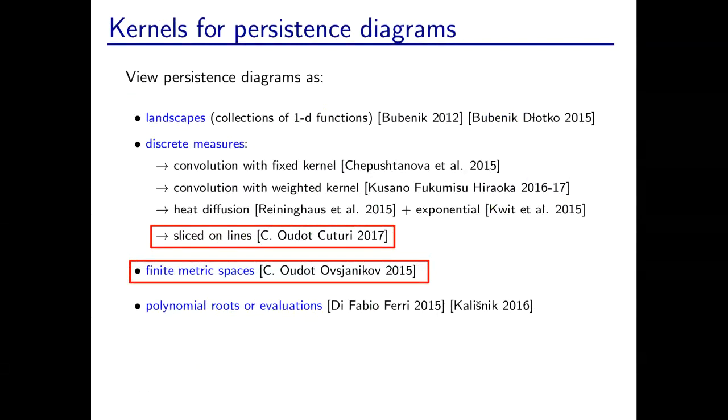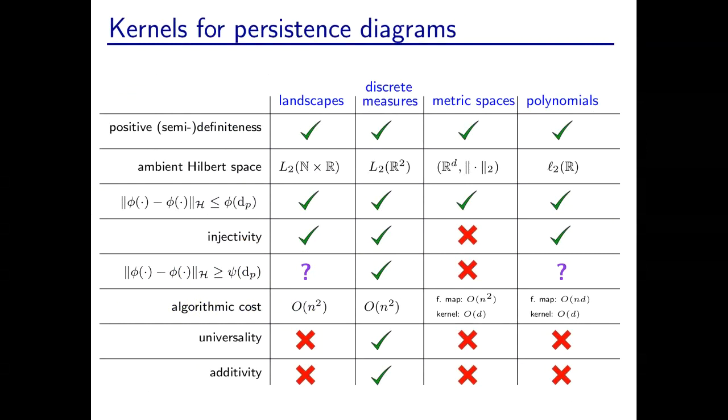So this is a small table summarizing the kind of properties we're looking at when we're defining kernels in general. Of course you want to be positive definite. Kind of nice if you also know what Hilbert space you're in. Since diagrams are stable, you also want some kind of stability of your embedding, meaning that the norm of the distance in your Hilbert space is bounded from above by the diagram distance.